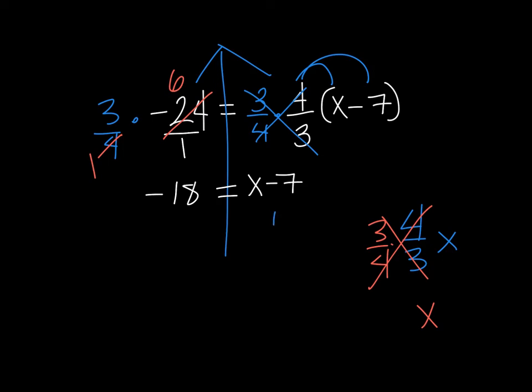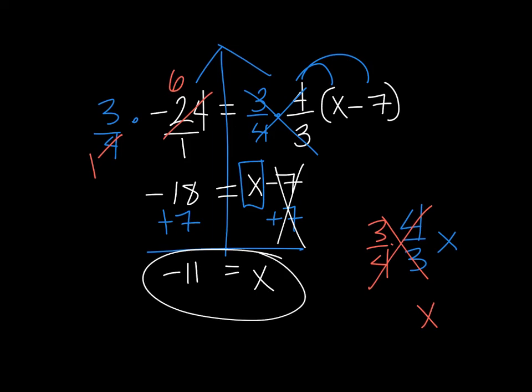It says x minus 7, so now I can add 7 because remember our goal is to get x by itself. Add 7 to both sides. And so on the right-hand side, my 7's cancel out, the 0 pair out, so now I just have the x. On the left-hand side, I have negative 18 plus 7, that's negative 11. And there would be my answer.